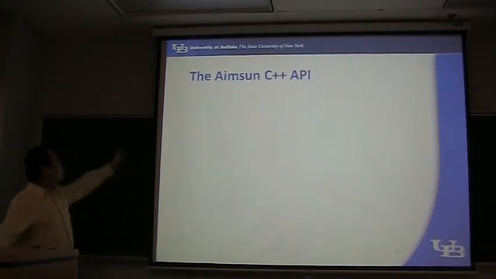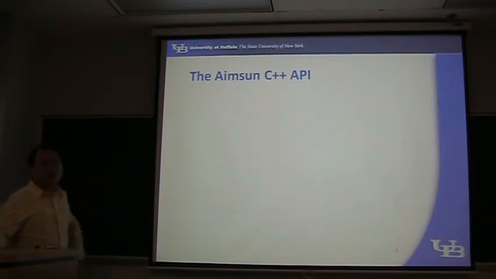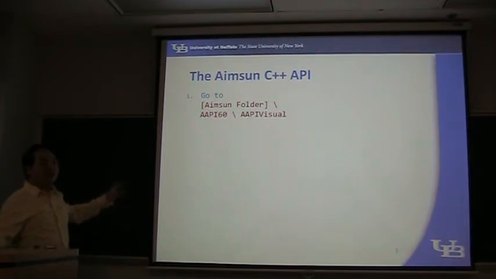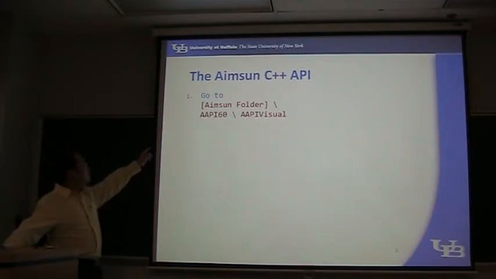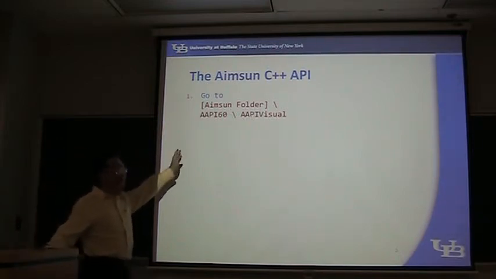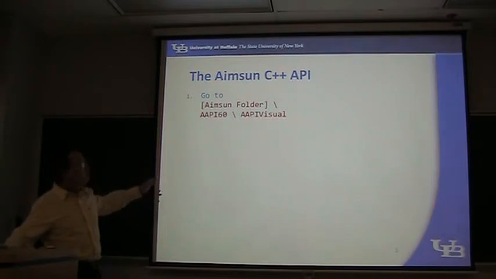So today, the first one is the simplest. It's the MSum C++ API. Here are the steps that you can start. So you can go to the installation folder of MSum, then AAPI 6.0 and AAPI Visual. AAPI Visual means using Visual Studio to open it.